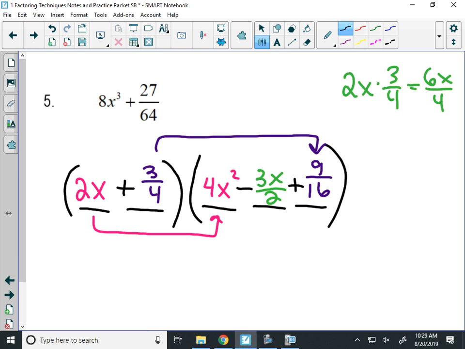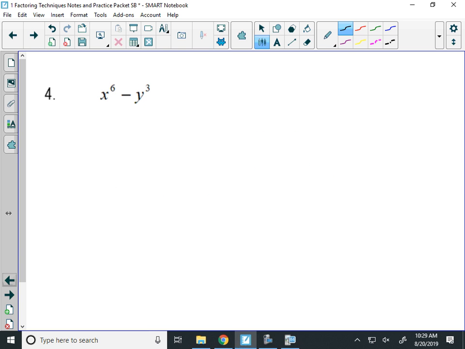Maybe number 4. Let's do number 4, then we'll be done with these. We're almost done. We've got like 2 examples left. Let's go back to 4. x to the 6th minus y to the 3rd.